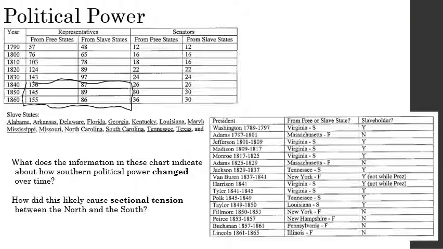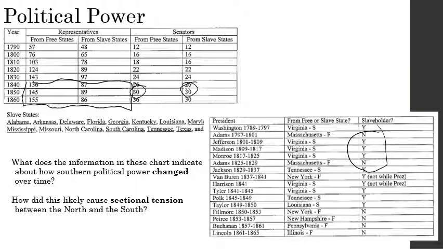And then by 1850, it's equal with the Compromise of 1850. But then as you go on, you start to see the free states also gain in the Senate as well. So you're seeing the South especially start to feel like they're losing their political power. If you look at presidents as well, for a long time, most presidents were slaveholders.